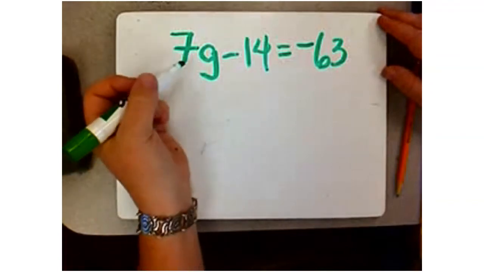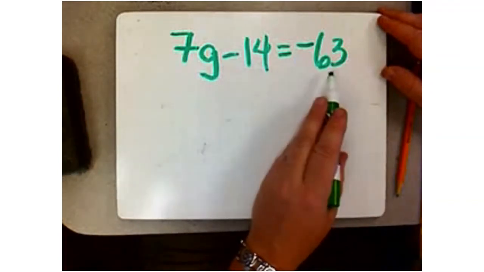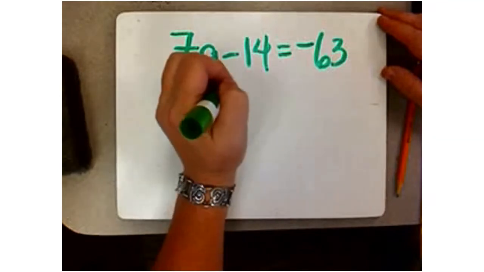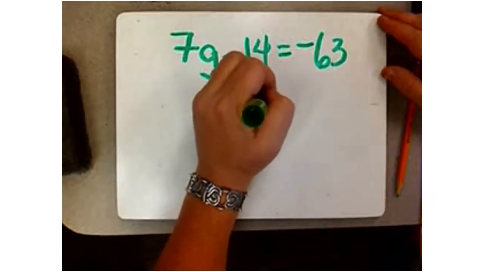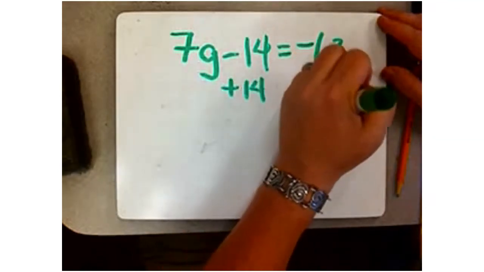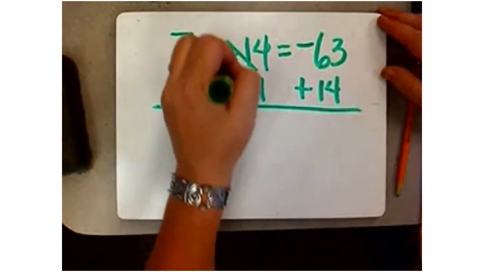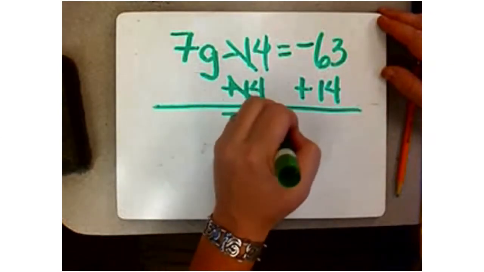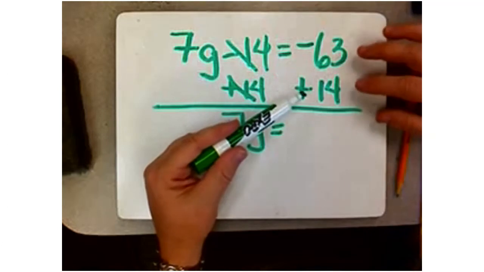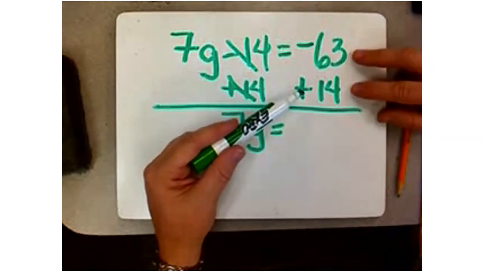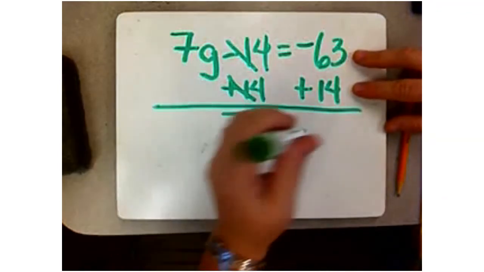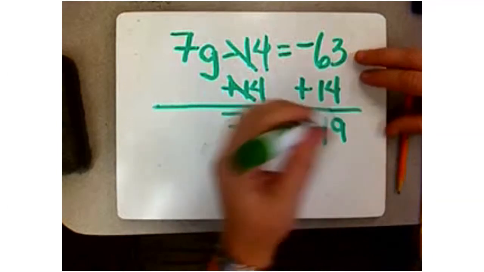All right, so we have 7g minus 14 equals negative 63. You should realize that you need to add 14 to both sides. We have 7g, and we got a negative 63 and a positive 14, so we have to find the difference between 63 and 14. And what's that going to be? 49? Yeah, 49. And it's negative 49 because we had negative 63.